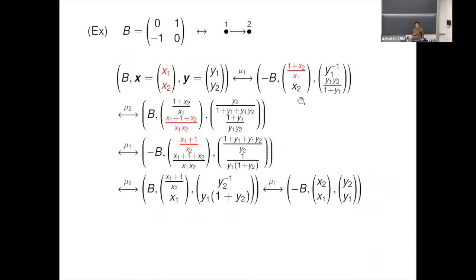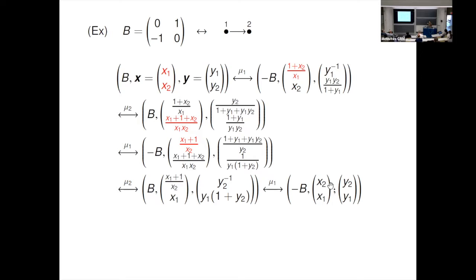Because mutation is involutive, we go to the next stage by applying mutation mu2, and we get this one. By applying mu1, we get this one. Actually, at this step, a non-trivial calculation of numerator and denominator occurs. Today I don't explain this calculation, but if you are interested, please try by yourself. It is a very educational step to understand the Laurent property. Then by applying mu2 and mu1 further, we get this one.